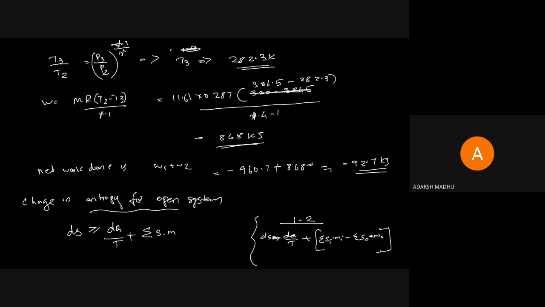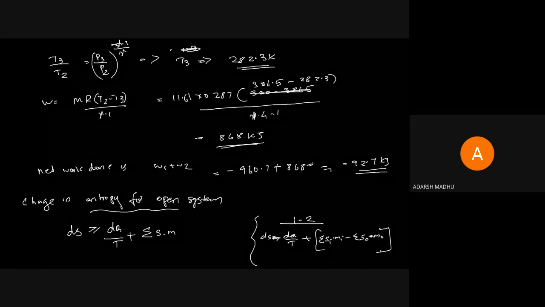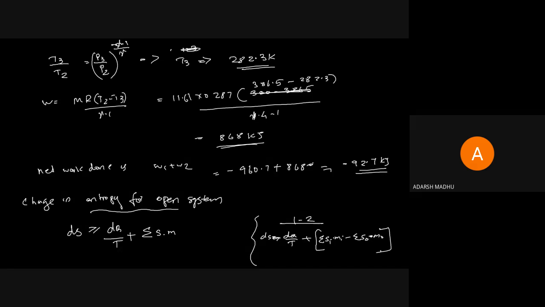If it is an adiabatic steady state process, then q equals 0, therefore s dot generation is greater than or equal to 0. If the process is a reversible adiabatic process, then s dot generation equals 0. The condition is a steady flow process.